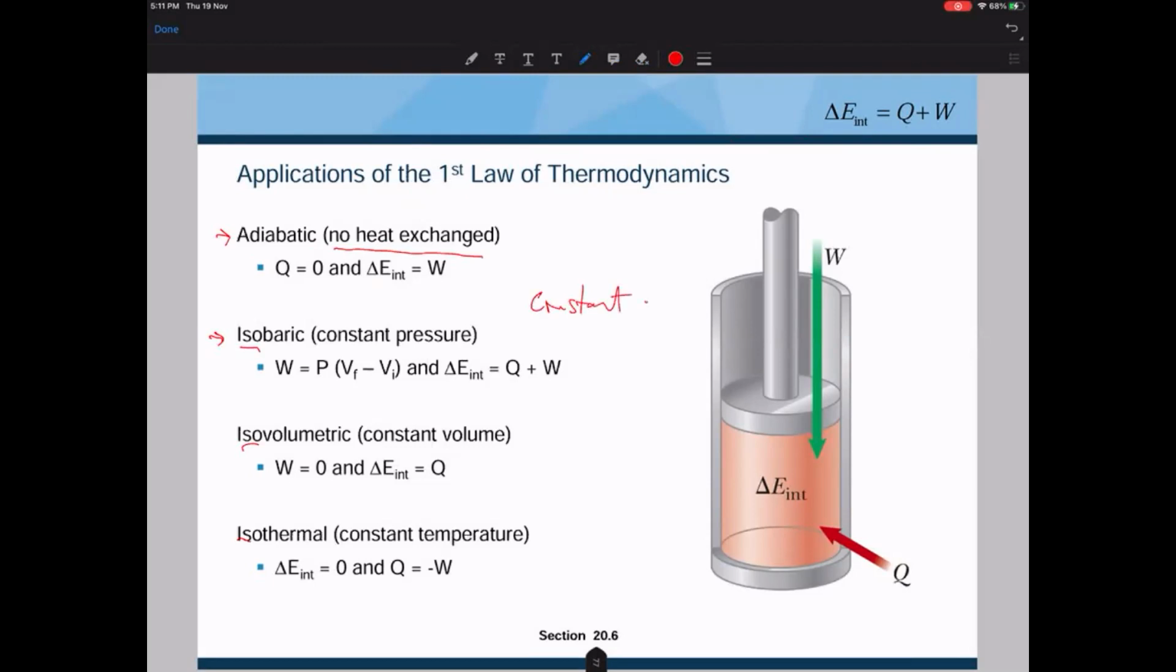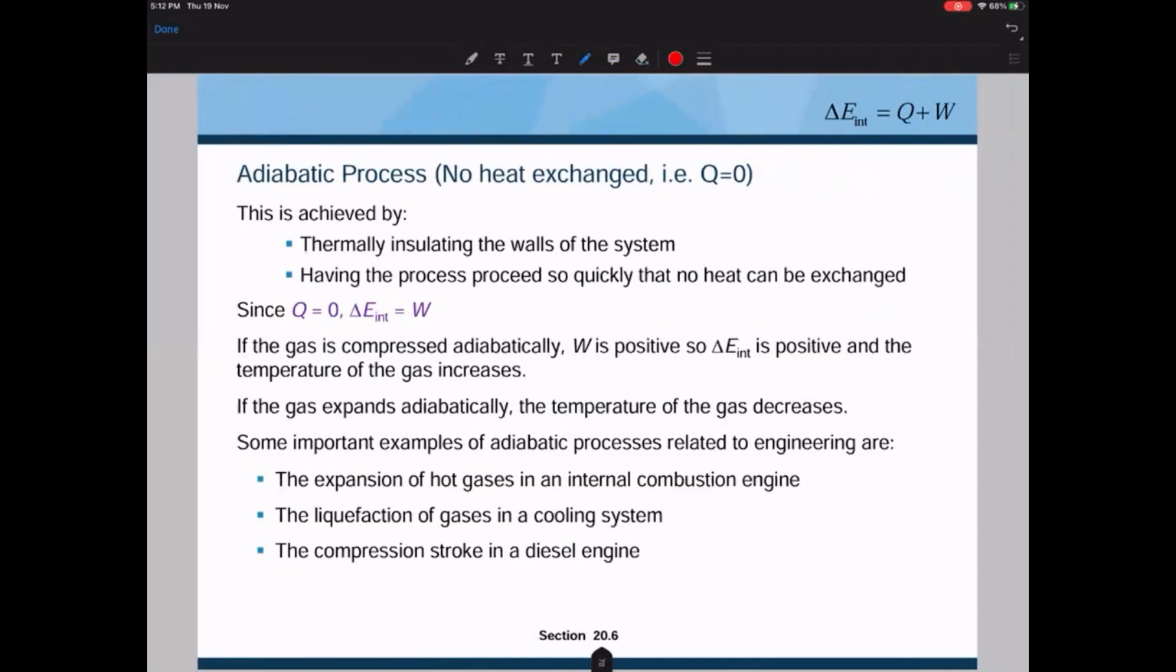Now, the second, third, and fourth all start with iso, meaning constant. So what can be kept constant? It can be the pressure that is kept constant, so it is isobaric. It can be volume that is kept constant, so it is isochoric, or isovolumetric, or it could be temperature that is constant, so isothermal process. So you have 4 special types of processes in thermodynamics, and we would have to study them in more detail. First, let us take a look at the separate case, adiabatic process.